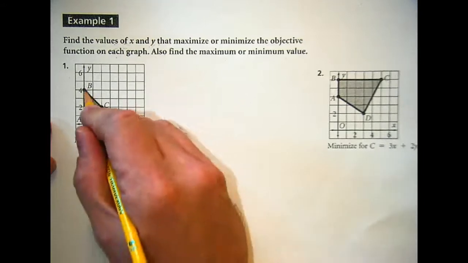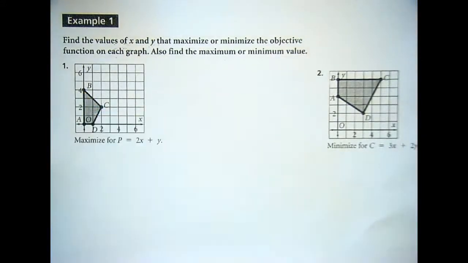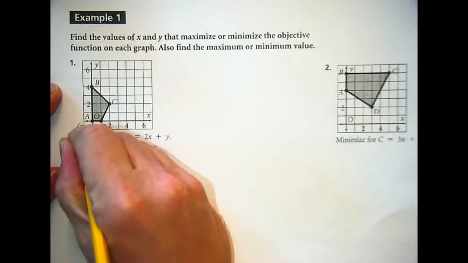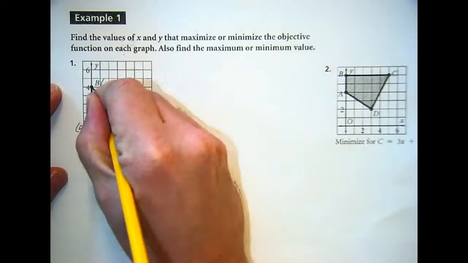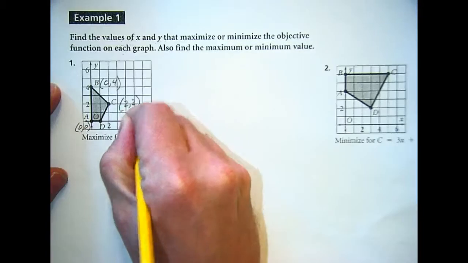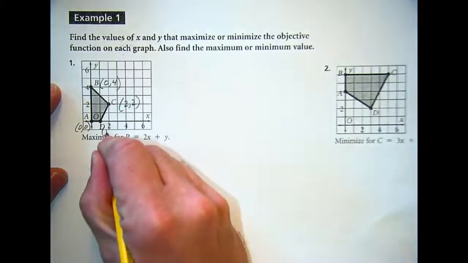We need to first label the ordered pairs. Okay, you get 30 seconds. Okay, the ordered pair for A, one of our easier ones, 0, 0. For B, 0, 4. For C, 2, 2. And for D, 1, 0.